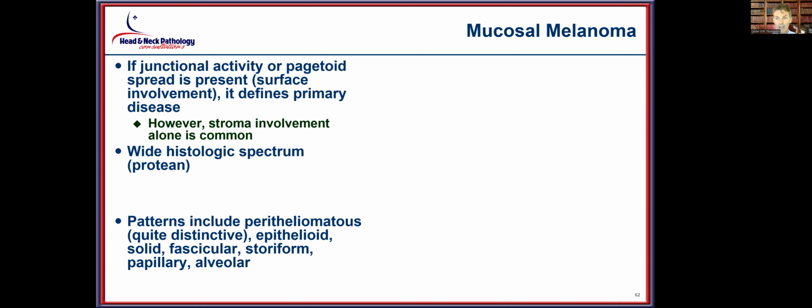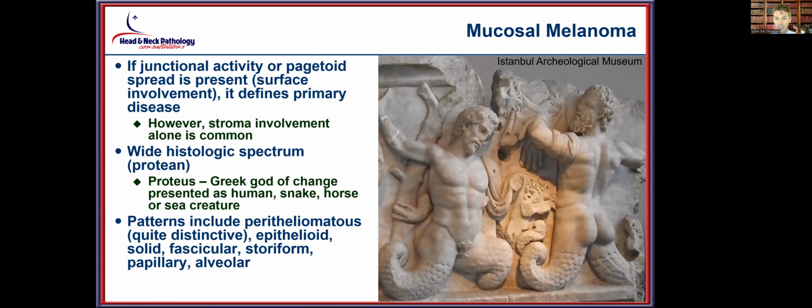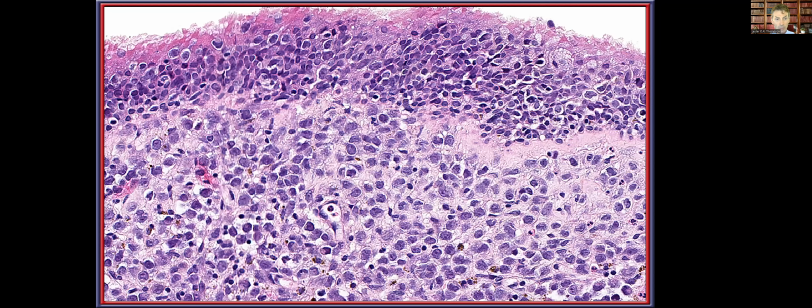As you know, it's a very wide histologic spectrum for mucosal melanoma, and in fact, we sometimes use the word protean. And so I thought, well, let's put in Proteus here, the Greek god of change, presenting in multiple different forms. And this is a view from the Istanbul Archaeological Museum of a creature that has taken on multiple different appearances. And so that is exactly what you see with mucosal melanoma. Peritheliomatosis is quite distinctive, but epithelioid, solid, fascicular, storiform, papillary and alveolar patterns can all be seen.